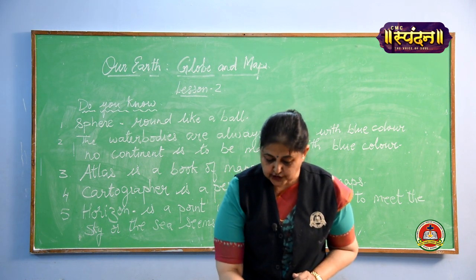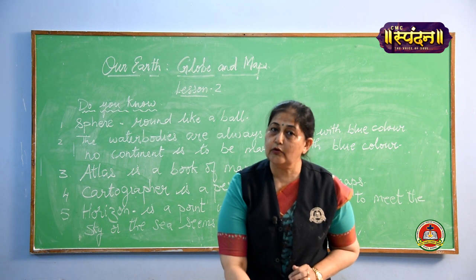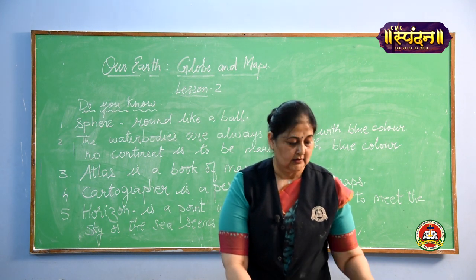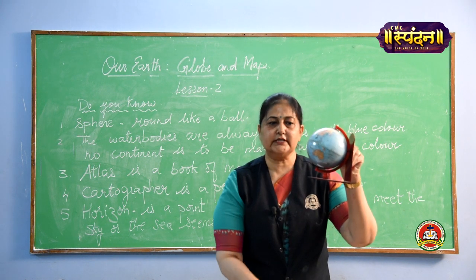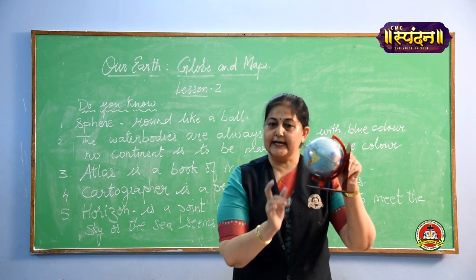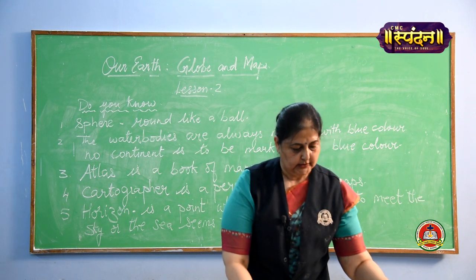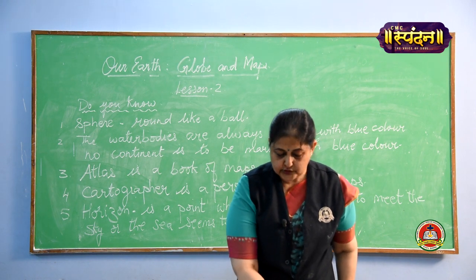Now, let's check. A globe shows the true shape of the earth. True or false? Does it show you the true shape of the earth? How the earth is standing? What is it like? It is round, it is standing at an angle? Yes, the answer is true. Please tick true there.